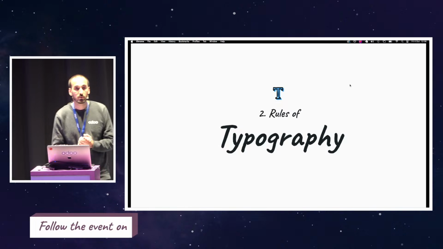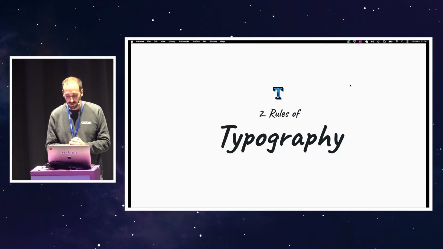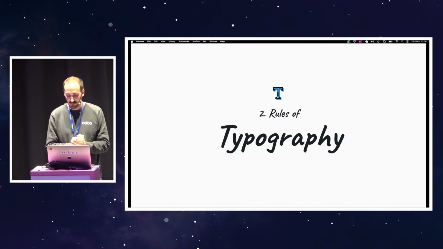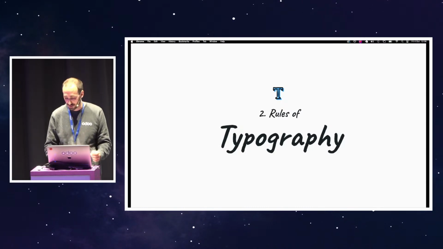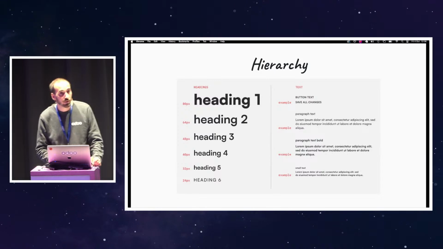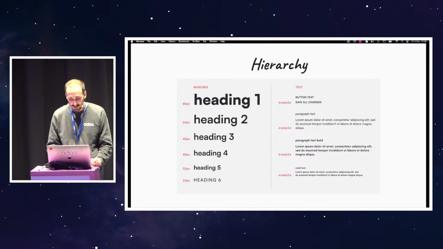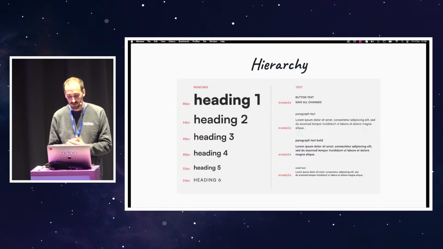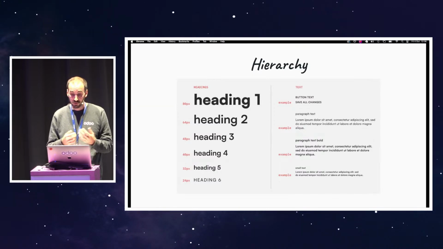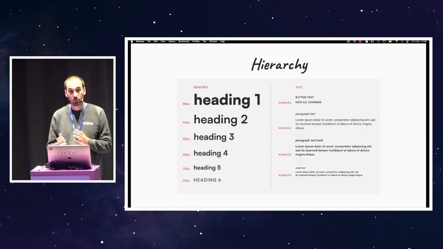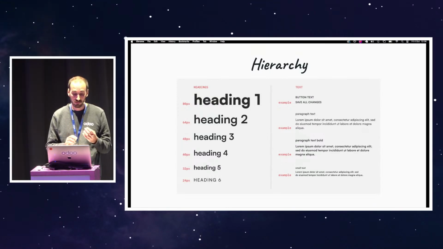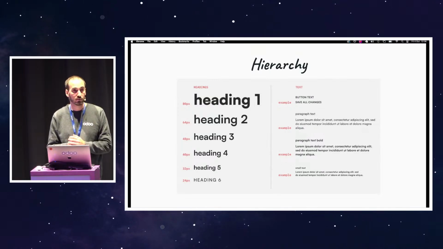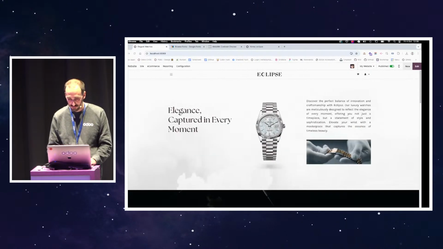Now I'm going to explain a few rules in typography that might help you to make your content more legible and also visually appealing. The first one is hierarchy. This is very important for accessibility, but SEO as well. When you want to play with hierarchy, there are two things you can do: either change the levels of headings or change the size of your typography. And I'm going to show you how to do this.